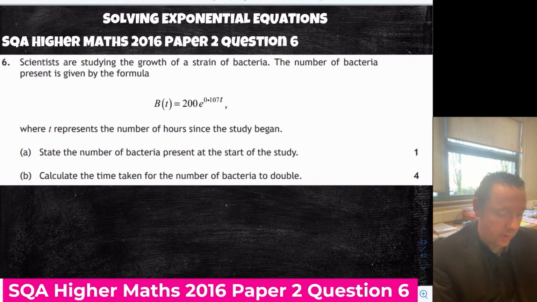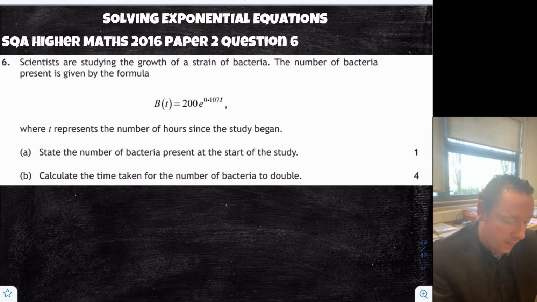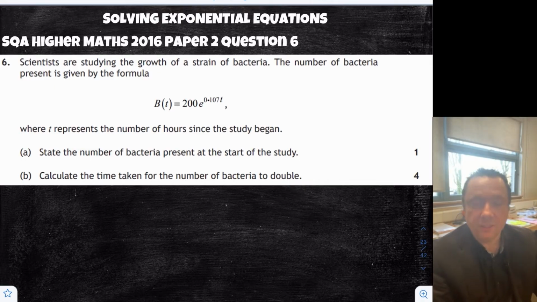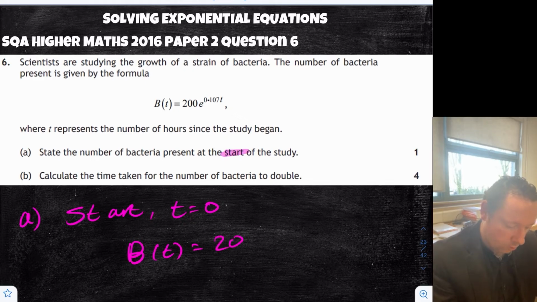On exponential equations, SQA Higher Maths 2016, Paper 2, Question 6, otherwise known as experimental data with exponentials. Scientists studying the growth of a bacteria strain. The number of bacteria is given by B equals 200 e to the 0.107t. State the number of bacteria present at the start of the study. The start means t is 0. You can either remember then that gives you e to the nothing, which is 1, so you get 200, or you can write that out actually. So at the start, t equals 0, so B of t equals 200 e to the 0.107 times 0. That's 200 times e to the 0, which is just 200.